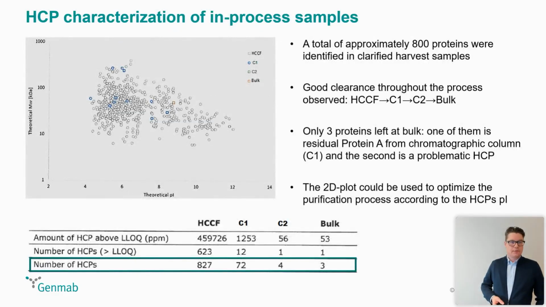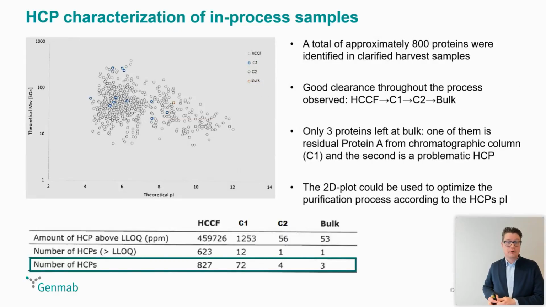And what we did realize was that our process had really good clearance. So we started out in our Clarified Harvest sample with approximately 800 proteins, but as soon as we passed the first chromatography step, we were down to 72, and after another chromatography step we were down to 4. And in the end, we only had 3 HCPs left in our bulk product. One of them was actually a bit of residual protein A from the first chromatography step. There was a second one and a third one.